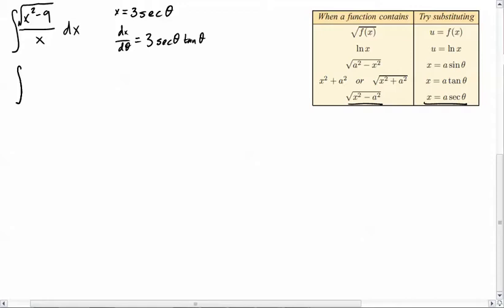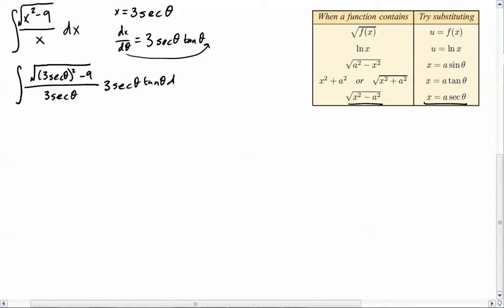Alright, and then we're going to go ahead and put all these in. And so for the x squared, I'm going to put 3 secant theta squared minus 9. And on the bottom for x, I'm just going to put 3 secant theta. And then for the dx, I'm going to put 3 secant theta tangent theta d theta. Alright? And so now I'm going to do a little bit of simplification. And so I'm going to go ahead and inside here, it's going to be the square root of 9. I'm going to go ahead and factor the 9 out. So it's going to be secant squared of theta minus 1 all over. Now the 3 secant theta right there is going to cancel out, which means I'm not going to have over anything. It's just going to be tangent theta d theta.